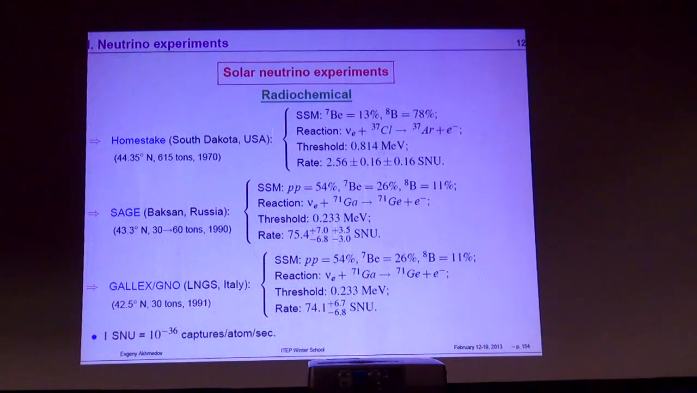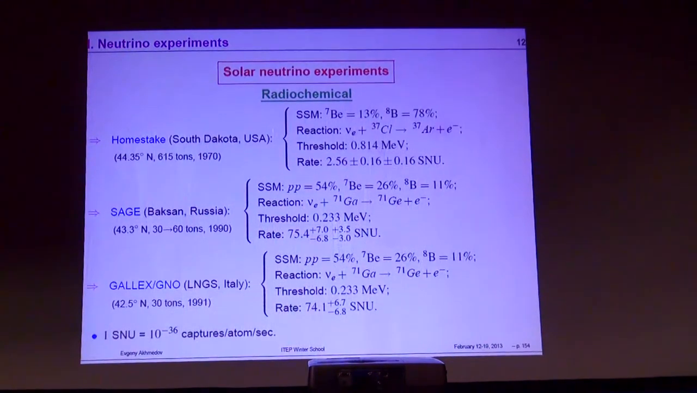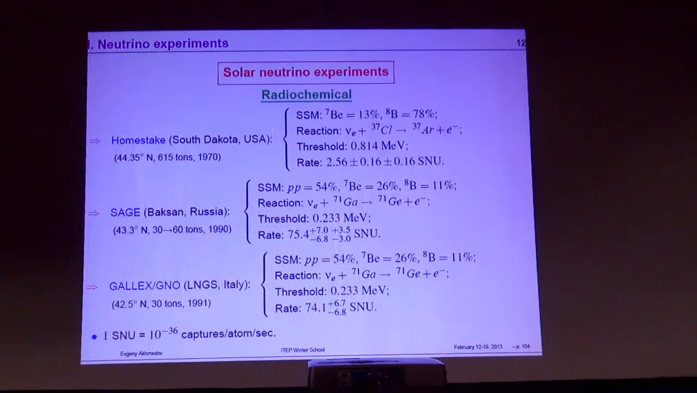Okay, so there were a number of experiments in which solar neutrinos were detected. The first one was the Homestake experiment of Davis and collaborators. Then there were the SAGE and GALLEX experiments. All of them were radiochemical experiments in which you irradiate your detector for some time with solar neutrinos. You extract chemically the atoms which are produced as a result of this reaction. And then you count them by allowing them to decay in some proportional counters. That's why it's called a radiochemical experiment. These were very low statistics and very difficult experiments.